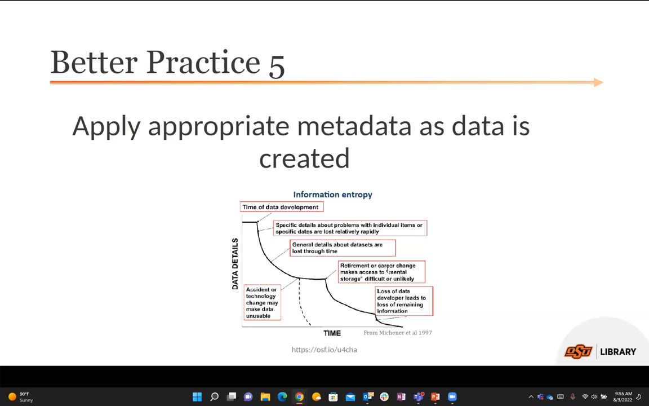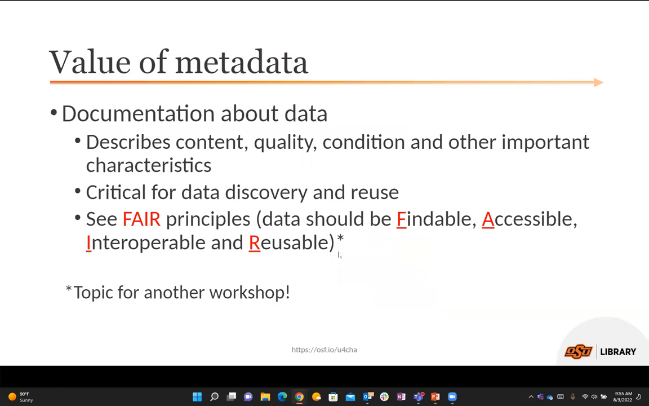You lose specific details, and then you have things like accidents or technology changes or failures or hard drive crashes, whatever, retirements or career change. People leave, and then it makes it very difficult to remember what was done. And eventually that data is pretty much worthless.